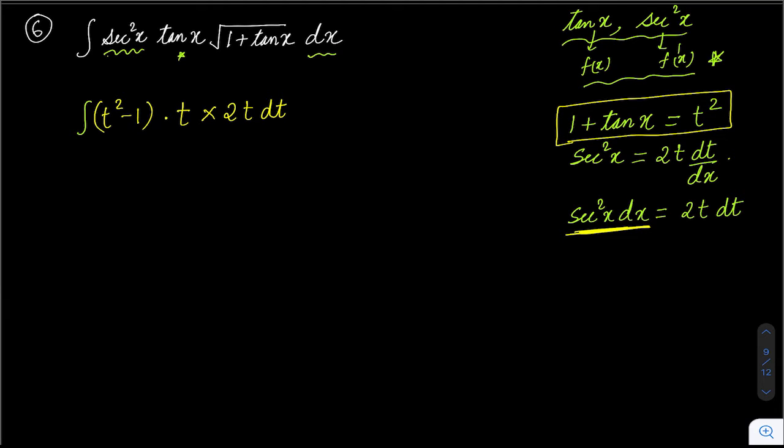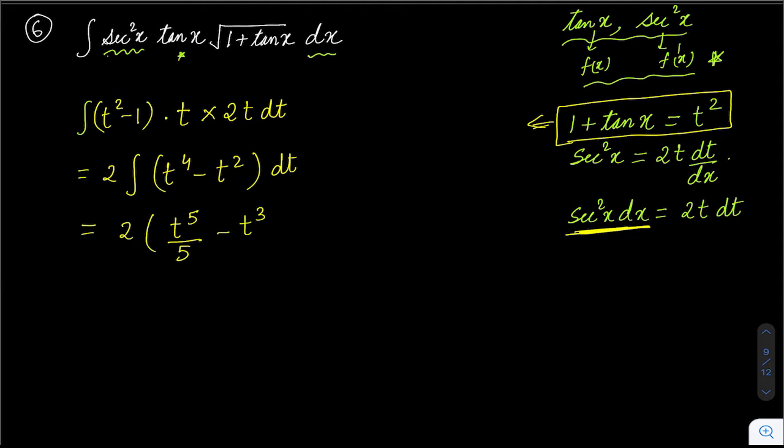So tan x is t square minus 1. Root of 1 plus tan x, obviously, if you take square root on this substitution, you get t. And secant square x dx is 2t dt. So let's multiply this and see what happens. So this becomes t power 4 minus t square. And we can easily integrate this. Let's do this. So this is nothing but 2 times t power 5 over 5 minus t cube over 3 plus c. So that is our answer.